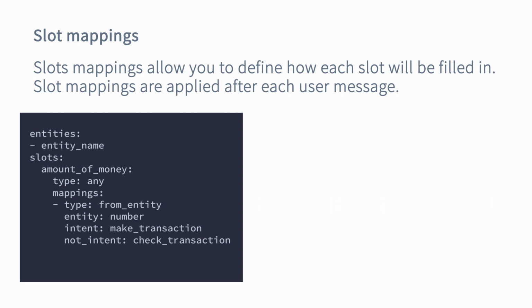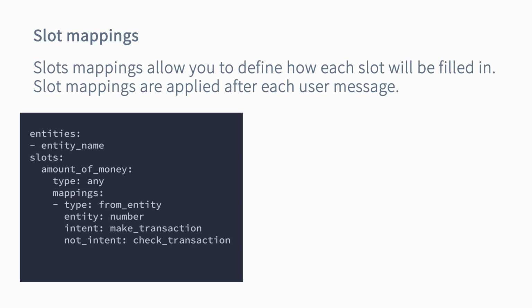And we also have two additional constraints for this slot mapping. We have an intent, make transaction, which means that this slot mapping will be applied only if the specific intent is predicted. And we also have not intent constraint with the value check transaction, which means that if intent check transaction is predicted, the slot mapping will not be applied.